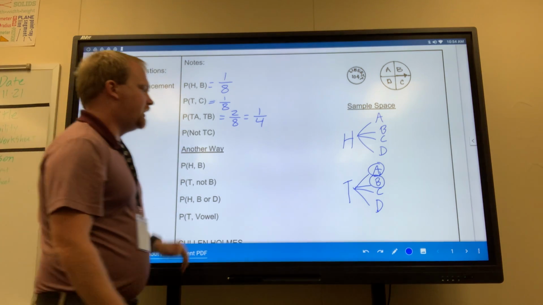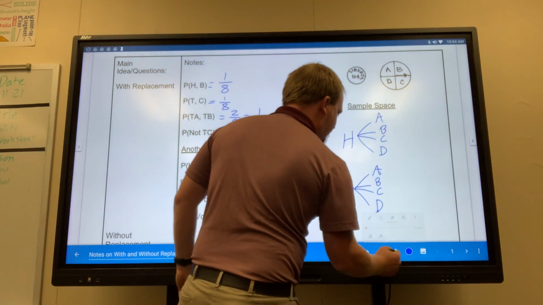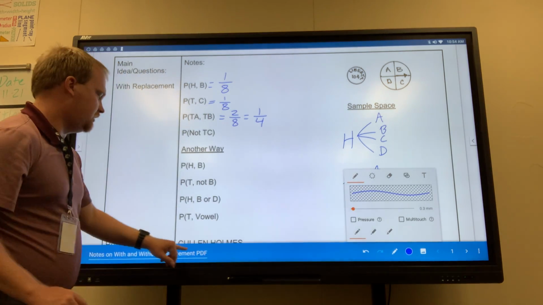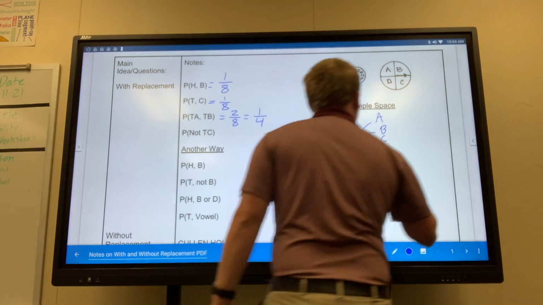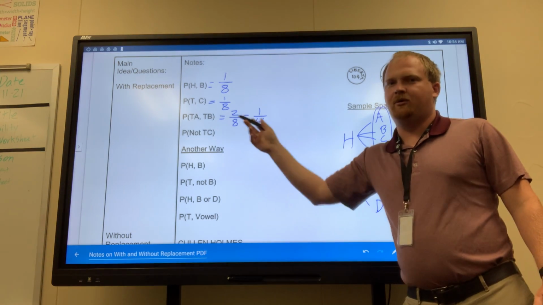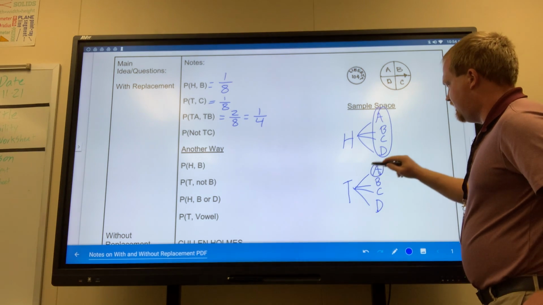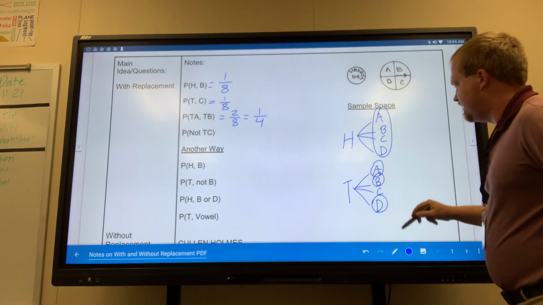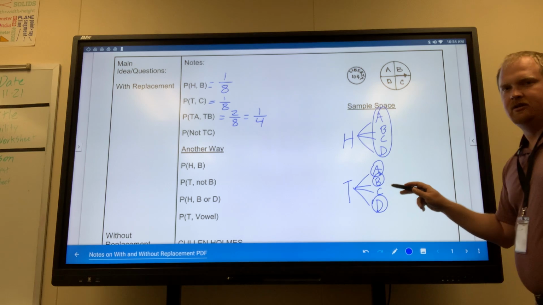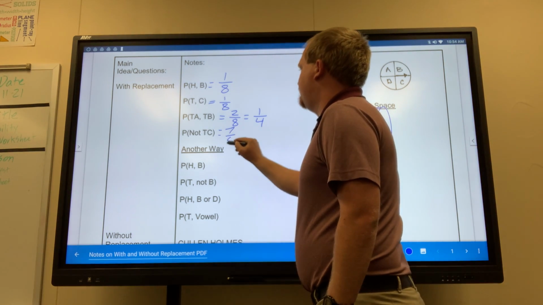And now I want anything but tails and C. So anything with a head, that will work, because obviously I don't want a tail with a C. But if I get a tail, I want A, B, and D, just not C. So that means I'm getting 7 out of 8.